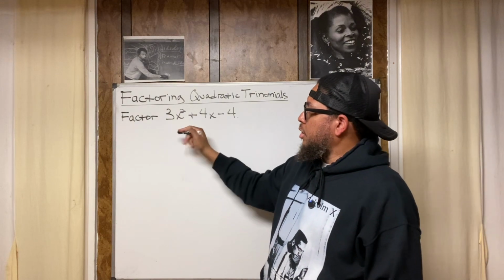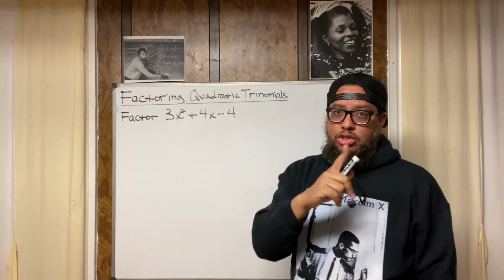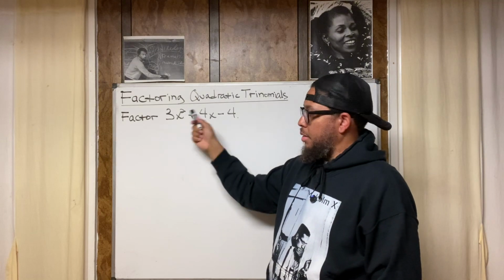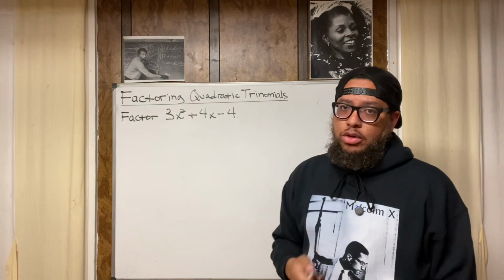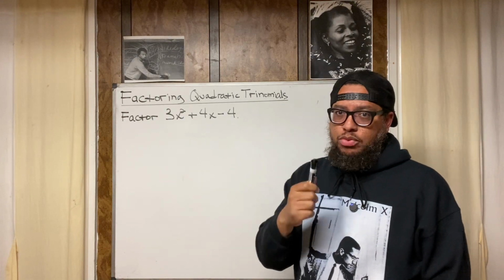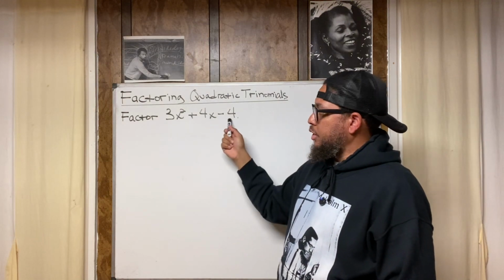So this is our quadratic trinomial. Why is it quadratic? Because the largest exponent you see is a 2. That makes this a quadratic. Why is it a trinomial? The prefix tri means 3, just like a tricycle has 3 wheels. This has 1, 2, 3 terms.